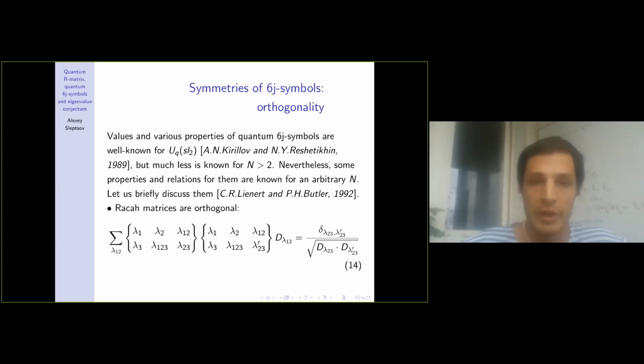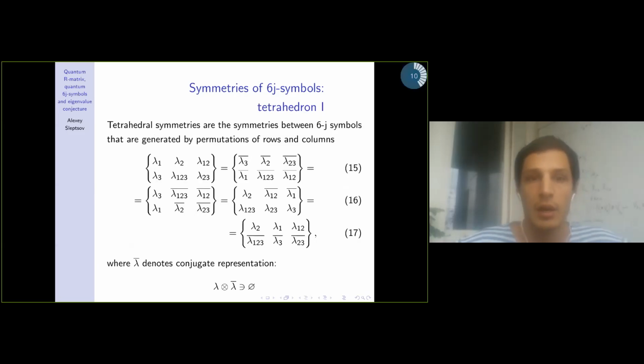First of all, Racah matrices are orthogonal because it is a rotation matrix from one orthonormal basis to another one. Also, there are very nice so-called tetrahedral symmetries, which are generated by permutations of rows and columns in 6j symbols and are given by these formulas. Let me briefly comment on it.